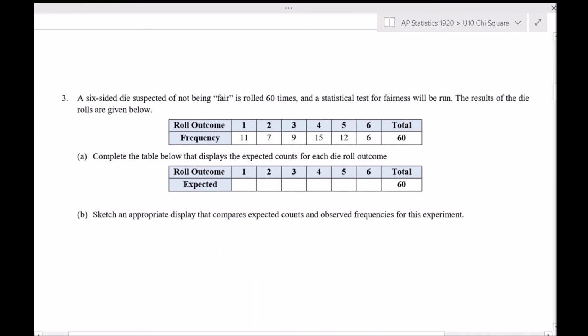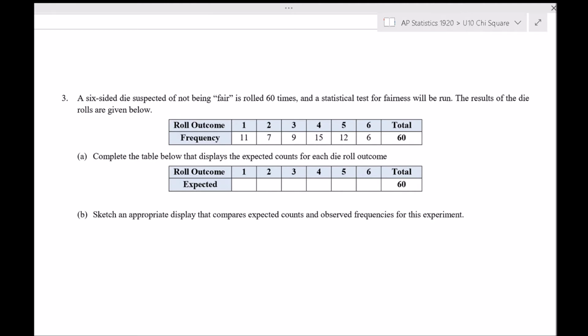So we'll look at number 3. Number 3, this is an experiment. A 6-sided die suspected of not being fair is rolled 60 times, and a statistical test for fairness will be run. The results of the die rolls are given below, and that looks pretty bad: 11, 7, 9, 15, 12, and 6. So if we were to assume that this is a fair die, this data is working against that assumption.